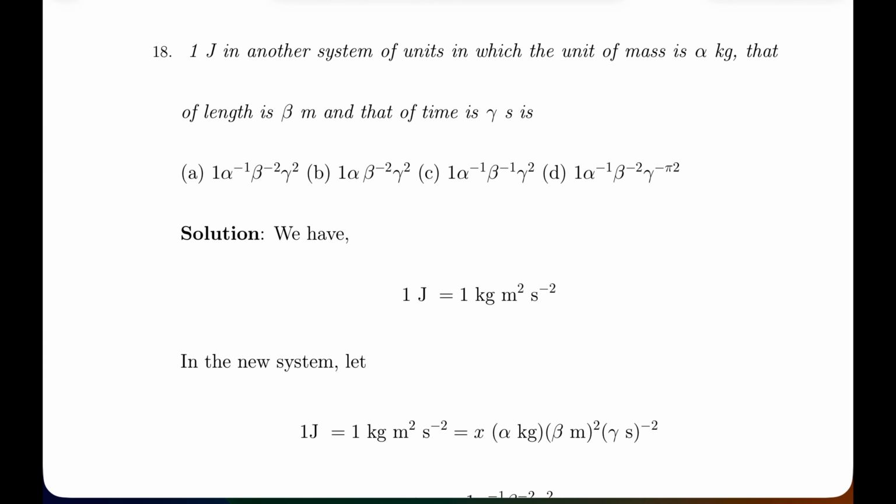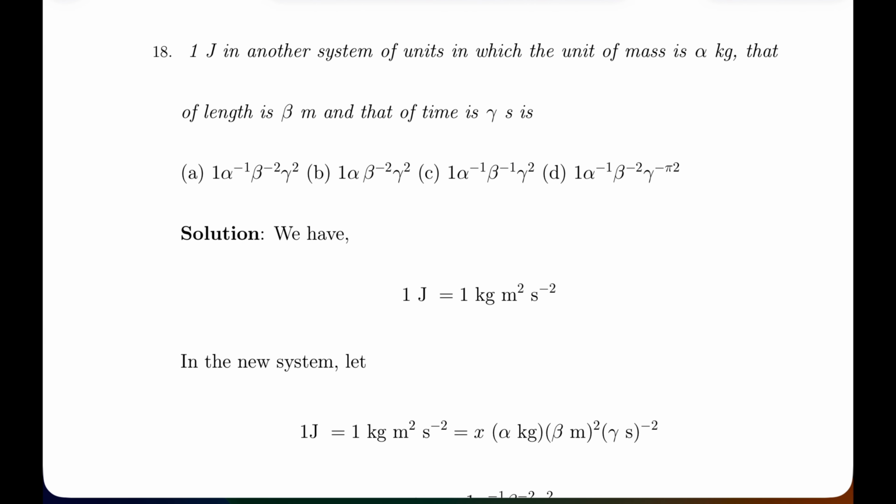1 joule in another system of units in which unit of mass is alpha kilogram, that of length is beta meter, and that of time is gamma second is. So we have a different system of units in which the unit of mass is alpha kilogram, that of length is beta meter, and that of time is gamma second. So you have to find the value of 1 joule in this new system. The answers are given here A, B, C, and D, and you have to check which answer is the correct one. So we have 1 joule.